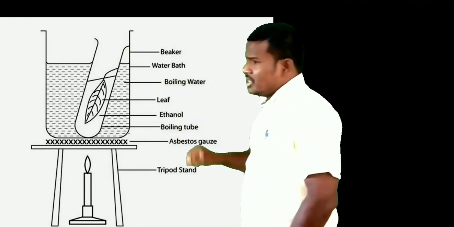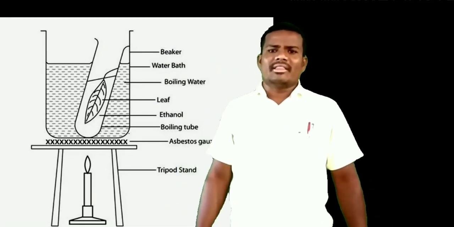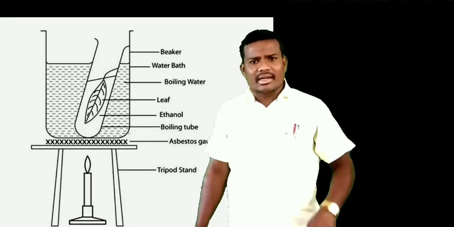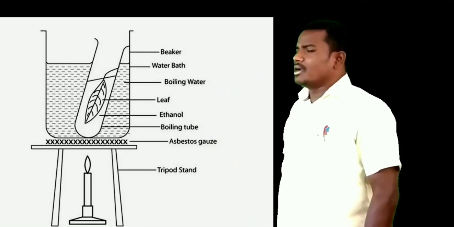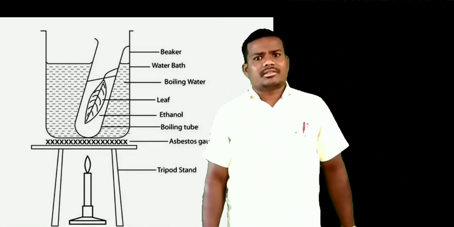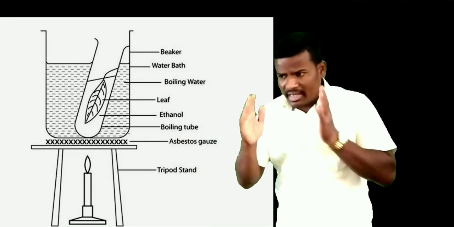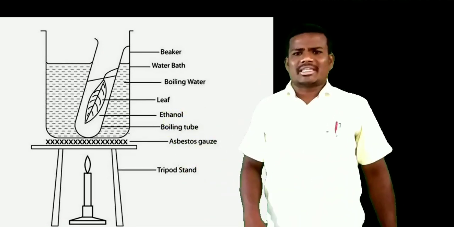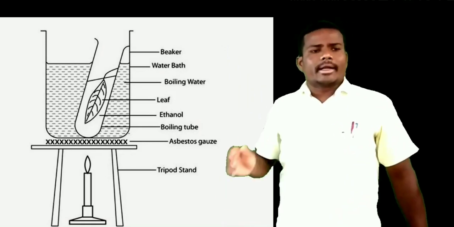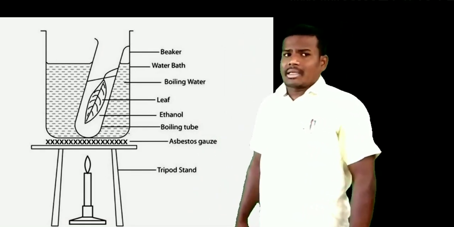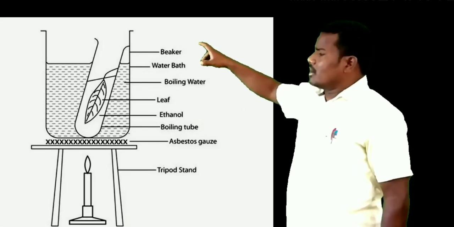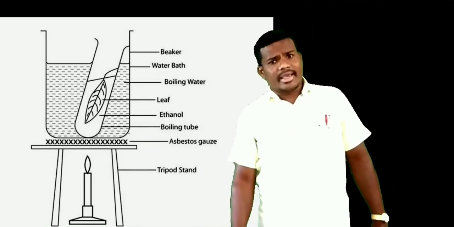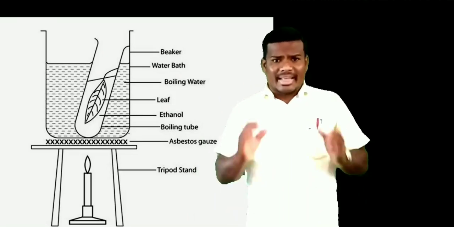So what is the procedure? How do we conduct this experiment in the laboratory? We should write these points in the procedure. First, take a tripod stand and keep it in an open place. Next, arrange an asbestos gauze on the tripod stand. Then place the beaker with water on the asbestos gauze. And the next step is to take a test tube.